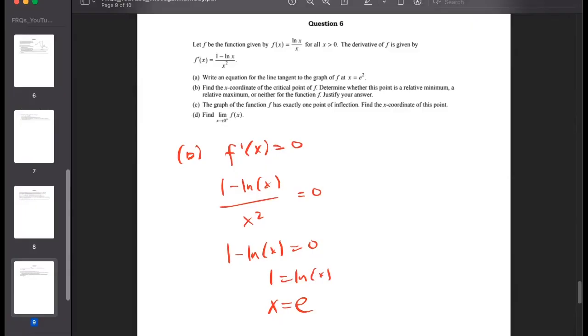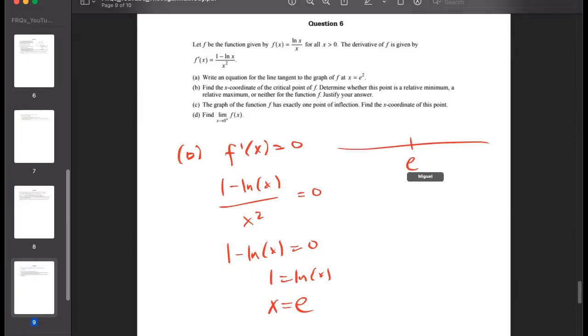Now, just be careful. Technically, you also have a critical point at x equals 0 because that makes the function undefined. However, the top, ln of 0, is not defined. The natural log is not defined at x equal to 0. So that means we can't even use x equal to 0 as a critical point, so to speak. So we're not even going to test it. All we're really going to worry about is e.